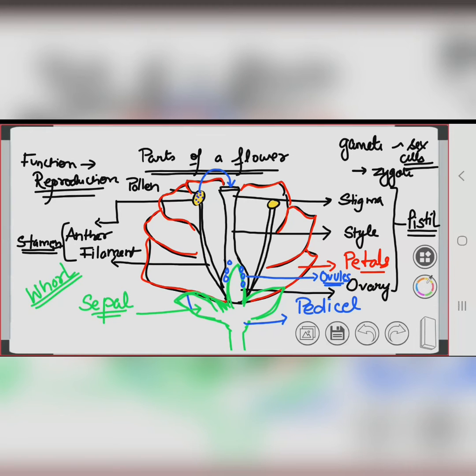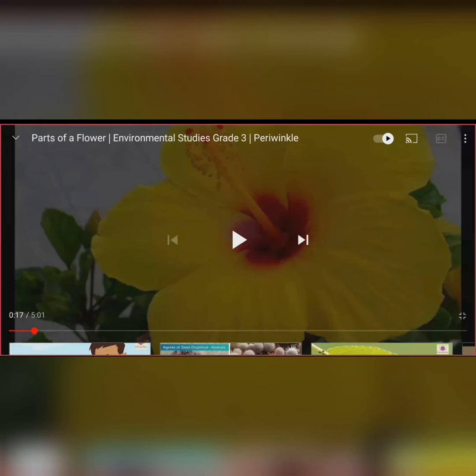Okay, so now let's have a look at the video I was talking about. So now let's look at all the parts. This is all theory that we have studied. Let's look at all the parts. How would they actually look like in a flower?